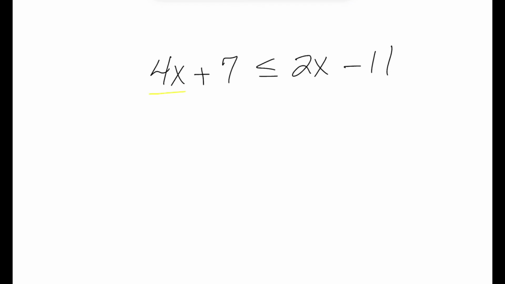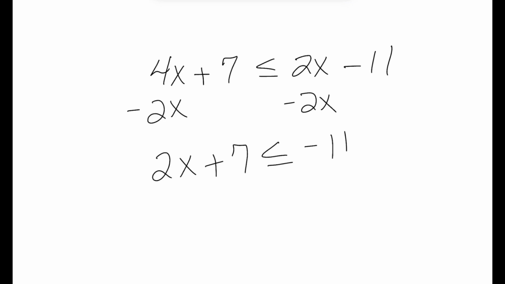Our goal is to get the x terms together, and when I move a term, I have to do the opposite. So I'm going to move this 2x. To move a 2x, I'm going to do a minus 2x. 2x minus 2x goes away to 0. Whatever I do to the right side, I have to do to the left side. Let me get rid of that little line there. There we go. On the left, that gives me 2x plus 7 is less than or equal to negative 11.